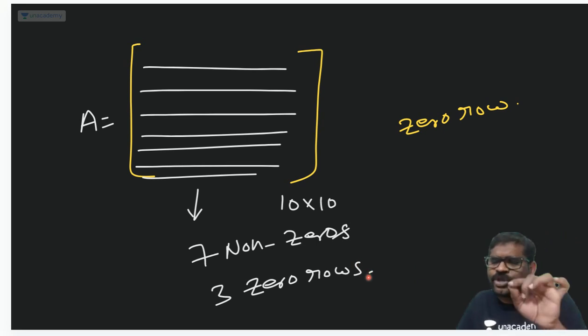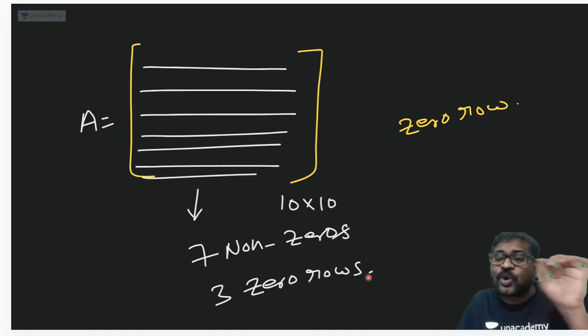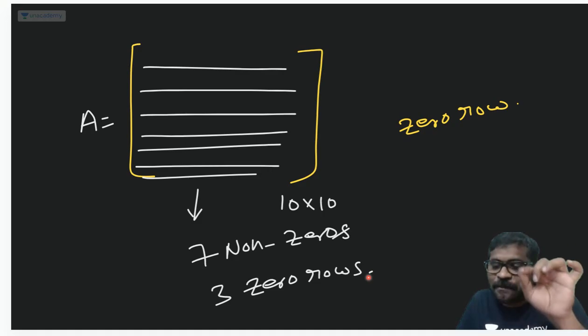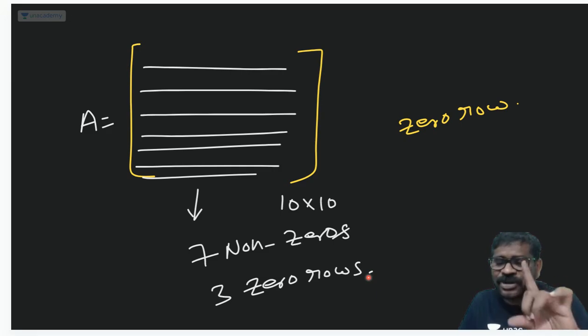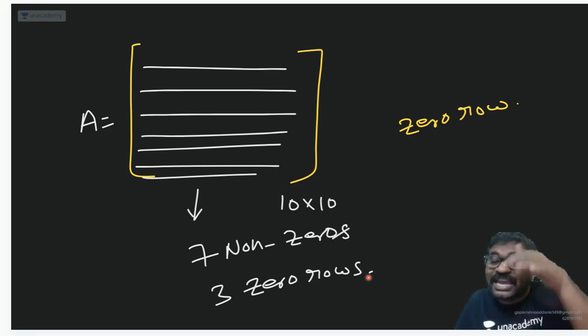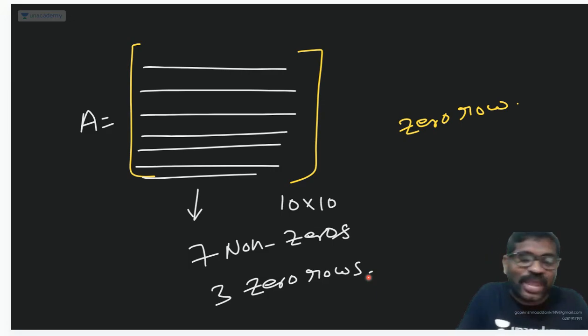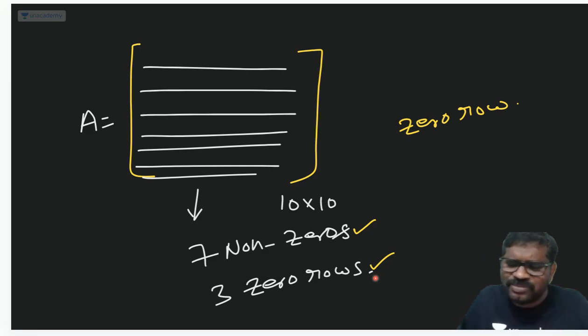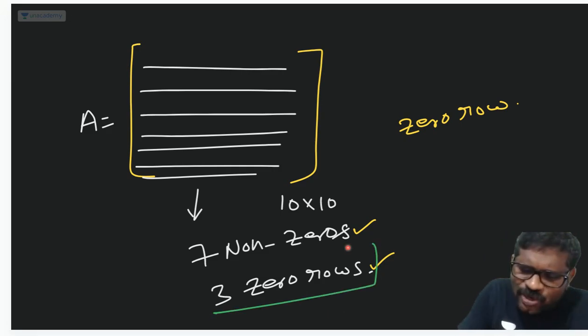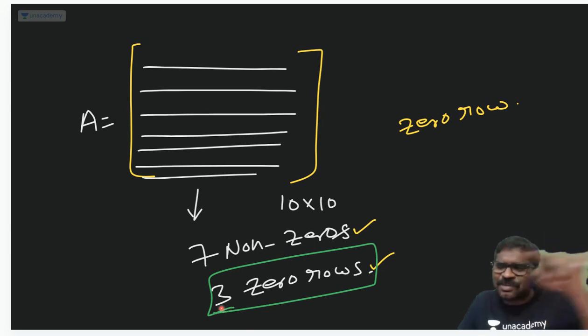I already told you at the beginning of the lecture, each row represents a row vector. A matrix is not only an arrangement of elements but also an arrangement of vectors. Catch my point? So in your arrangement, you have 7 non-zero rows and 3 zero rows. Simple logic: how does a row become a zero row? By applying some operations.